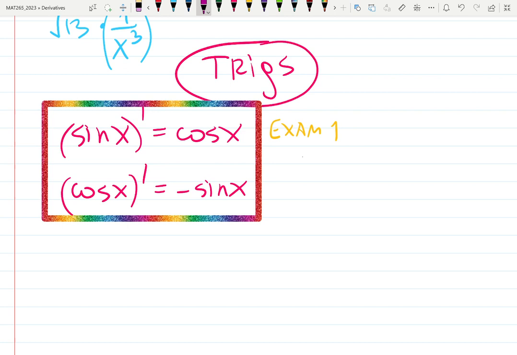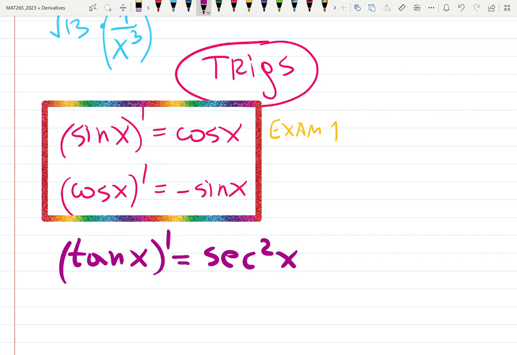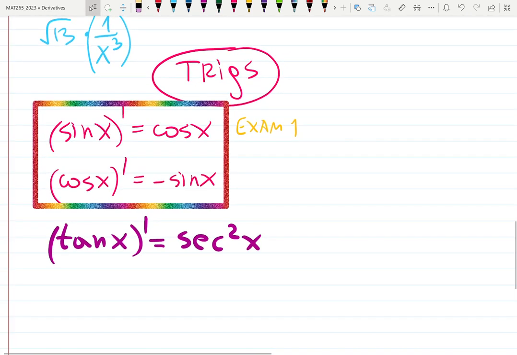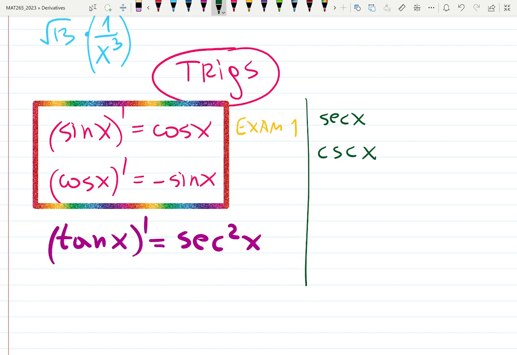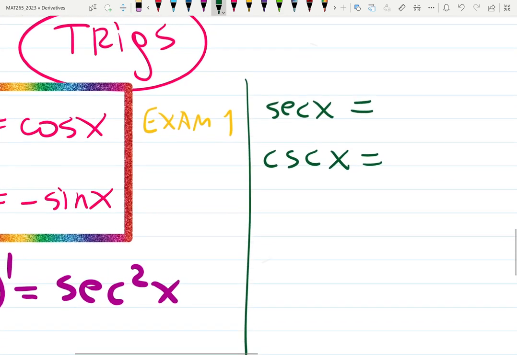The two most important ones to remember are tangent: tangent x becomes secant squared. The problem is many people don't know what secant is, because in other countries we don't learn secant and cosecant. I was surprised to see it here. What the heck is secant? I was already a PhD student and I did not know what secant was. So in Europe and Asia, many of us don't know that. Let's write it down. Secant and cosecant were created to have a shortcut for two specific functions.